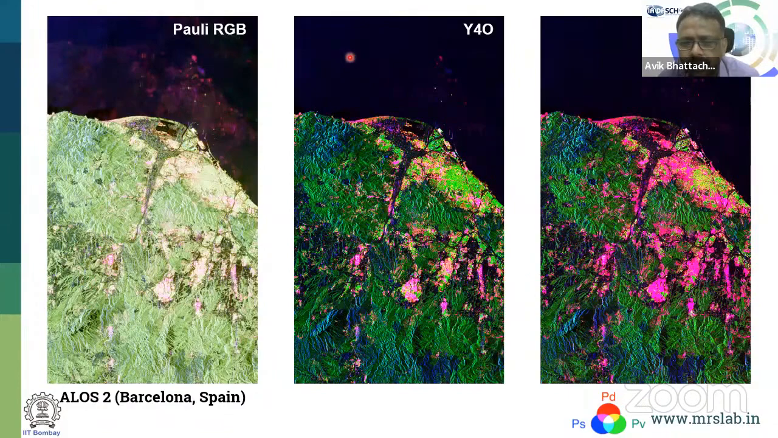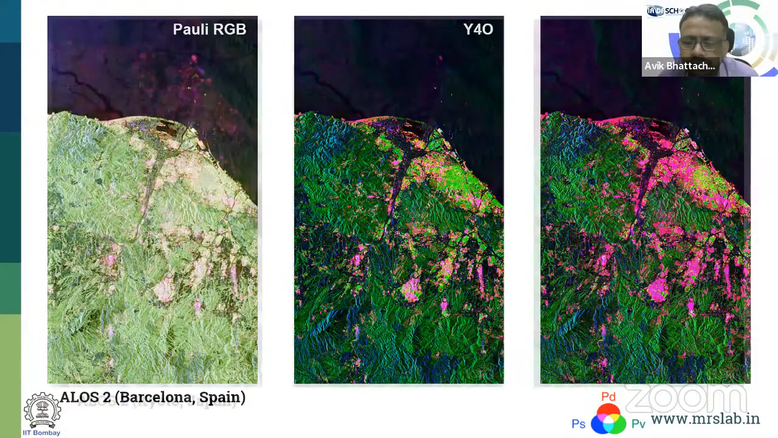This is the one image, and this is the decomposition done with the existing literature, the Yamaguchi four component decomposition. And you can see more advancement and enhancement of the scattering mechanism utilizing this one, which utilizes the model based approach along with the statistical information.